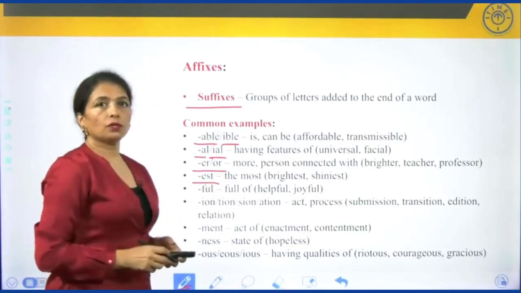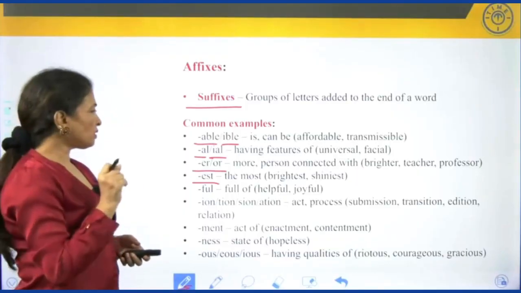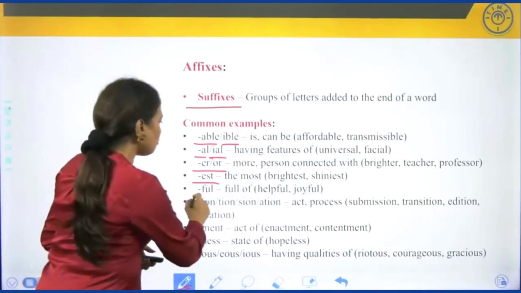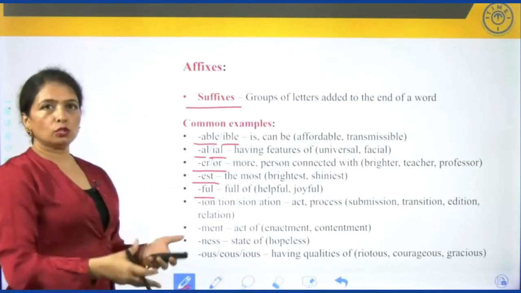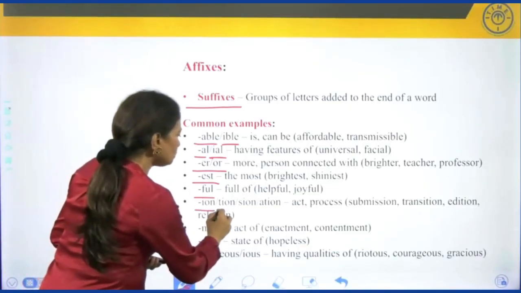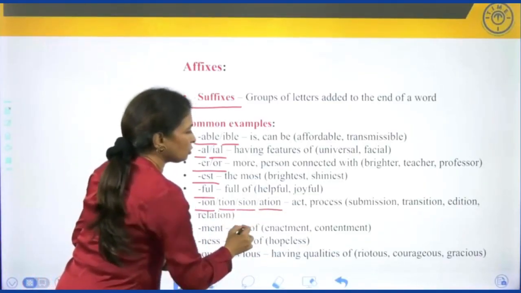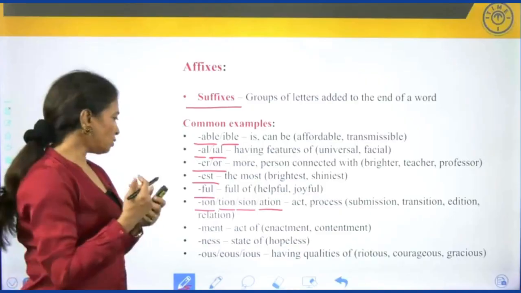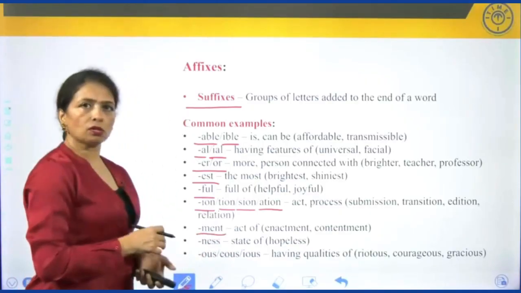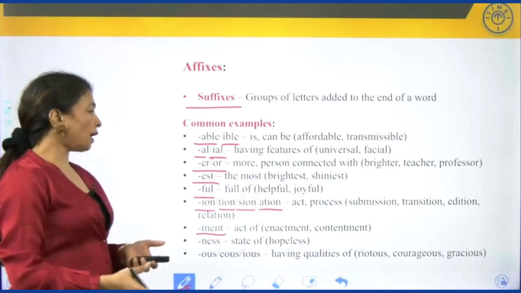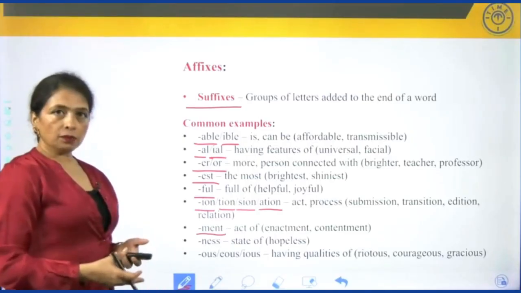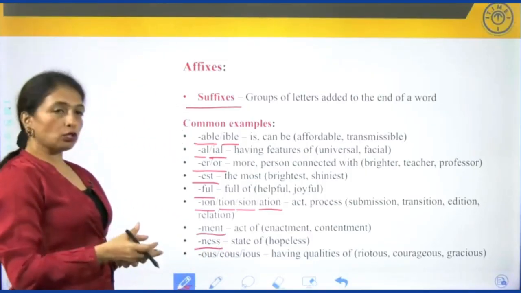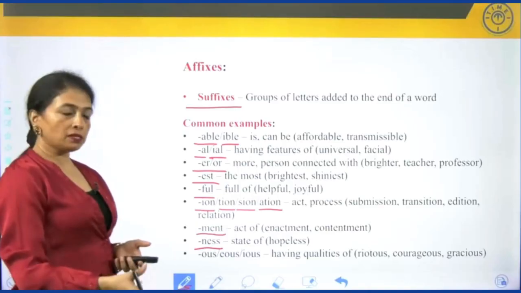Then comes in the superlative suffix est, the most: brightest, shiniest, prettiest, fattest, tallest, etc. We have full, which is full of: helpful, joyful, etc. Then ion, tion, sion, and ation, which mean to act or process: submission, transition, addition, relation, etc. There is ment, which we come across in so many words, and it means the act of. So enactment, contentment, establishment, etc. Ness, which means state of: hopeless, helpless, hapless, etc.